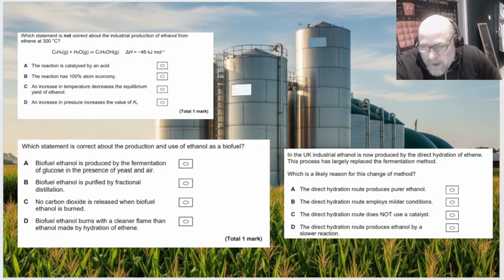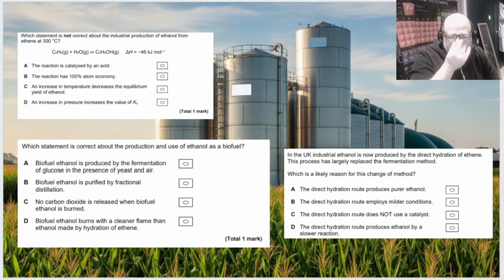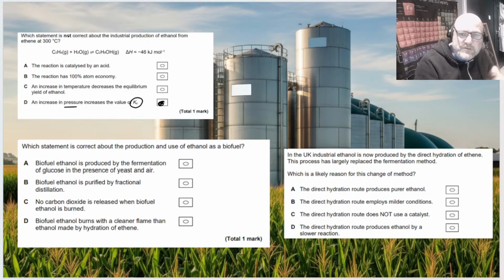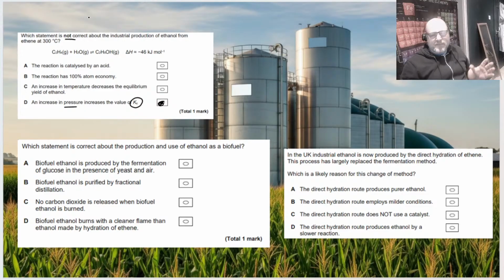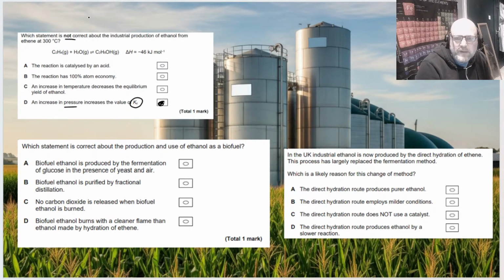Right, first question, people going D, D, D, D. Well done. The first answer is D, yes. You're right. Now, if you've done Kc, sounds like you guys might have done Kc. An increase in pressure increases the value of Kc. Hopefully you know that pressure and concentration have no effect on Kc. So actually, which statement is not correct? Yeah, that's a false statement, because Kc is only affected by temperature, not concentration or pressure. Pressure you'd normally use with Kp. Yeah, well done. You're absolutely right.